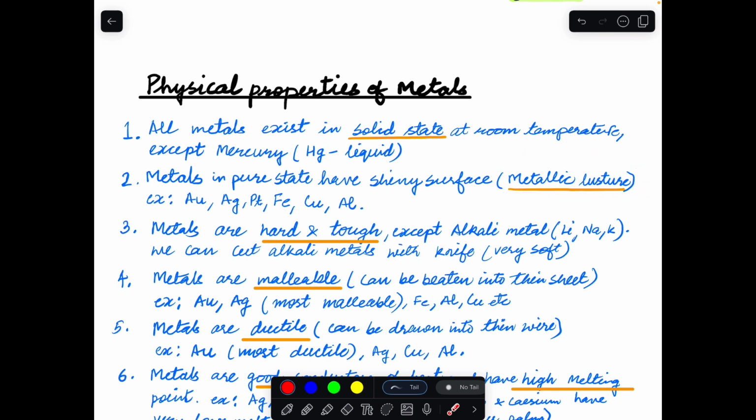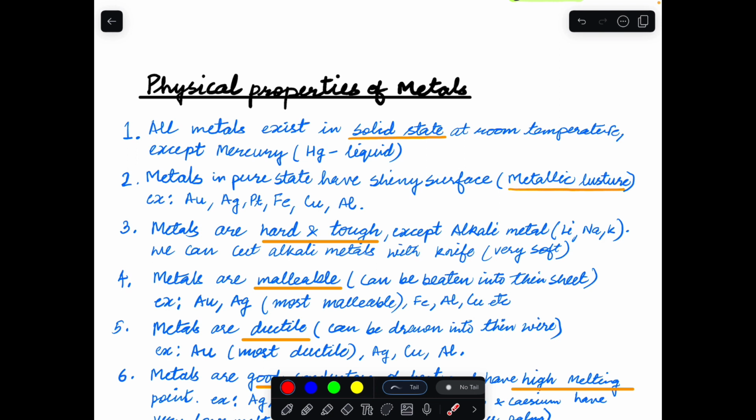That is, all metals shine, and we know that metals are used in making jewelry like silver and gold. So the metals which have very good luster or shine are gold, silver, platinum, iron, copper, and aluminium. Next is, metals are hard and tough. That means you cannot press them with hand or with very small force. Lots of force is needed, and they will retain their shape, we cannot change it.